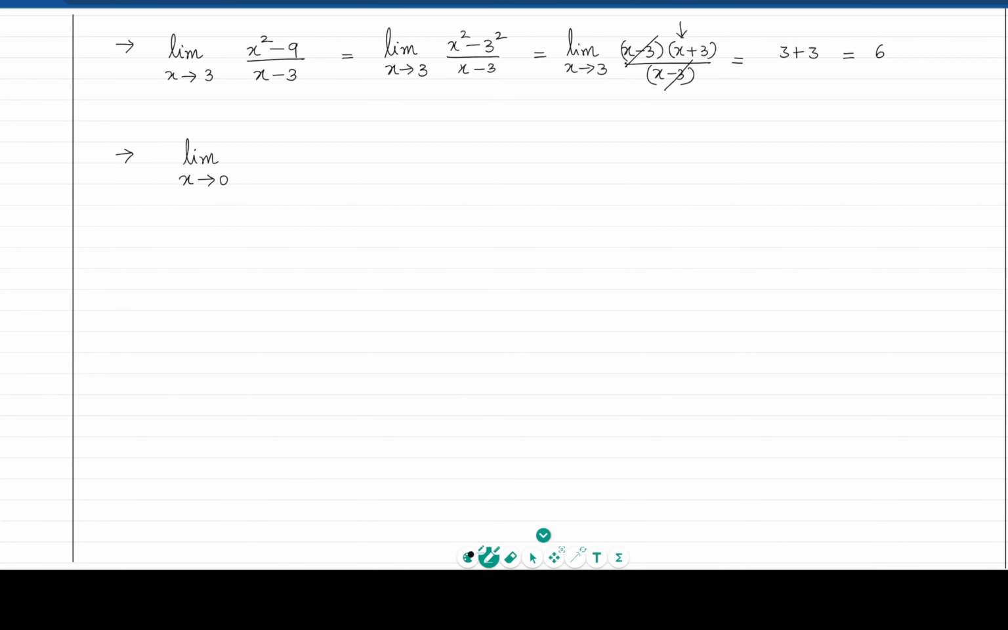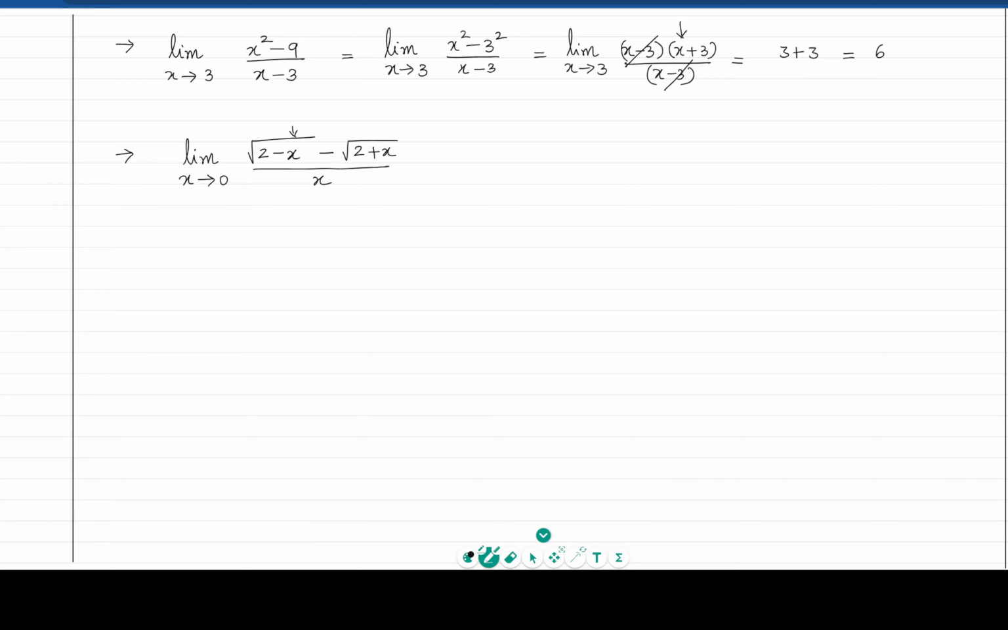We have here the limit as x is approaching 0 of the function square root of 2 minus x minus square root of 2 plus x, whole divided by x. Now in this case, if we try to substitute x as 0 everywhere, we will get the numerator as square root of 2 minus square root of 2, which is 0, and in the denominator it will be 0. So when we try to substitute, it is a 0 by 0 form.